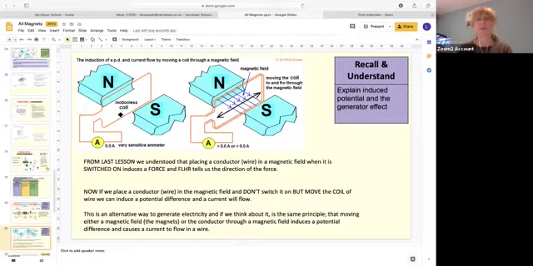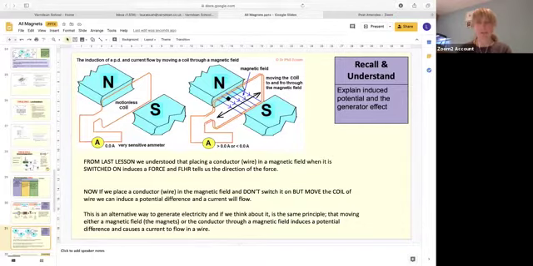And so if we now move that coil of wire by using a turbine, something that will turn it for us, we can now induce a potential difference through that circuit, and electricity will flow. Okay, so from last lesson, we understood that placing a conductor, a wire, in a magnetic field when it is switched on induces a force. Nothing switched on and not moving, nothing at all. Okay, so switching it on made the magnetic field, and then we had the interaction here from the motor effect.